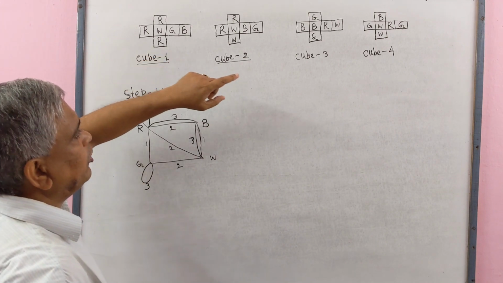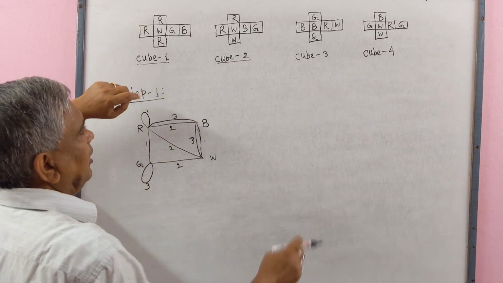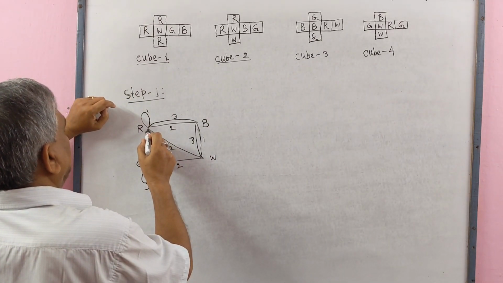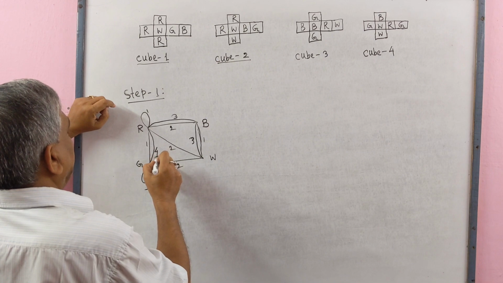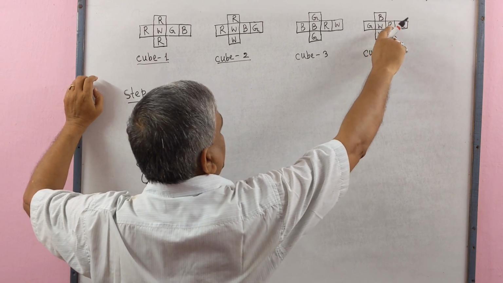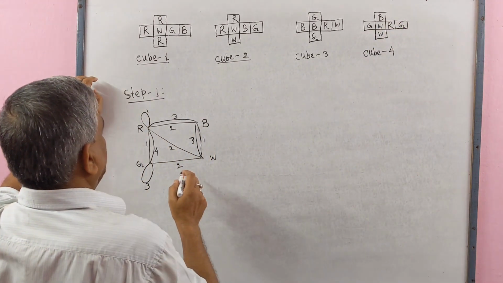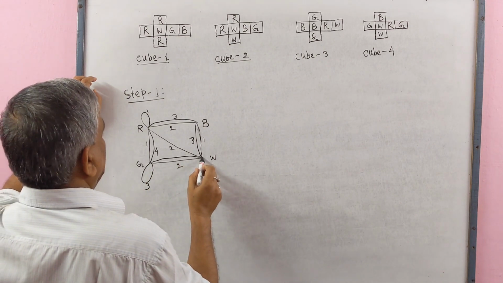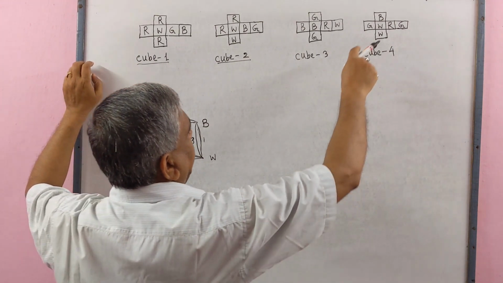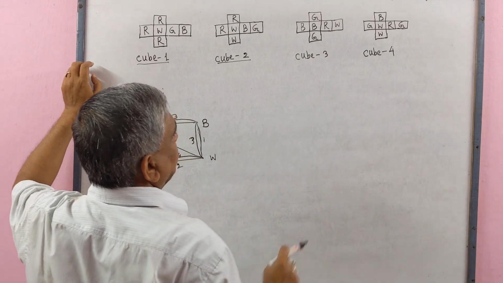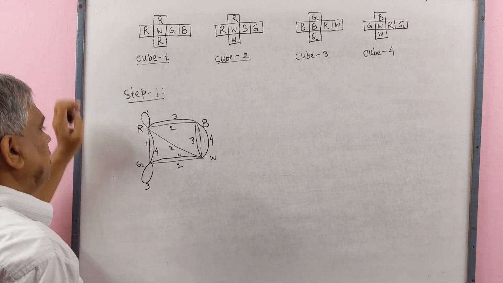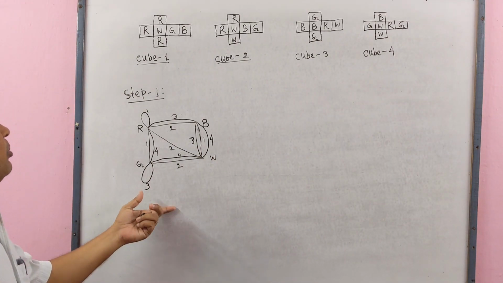Now we draw the edges for cube 4. Left is G and right is R, so we draw GR. This is 4. And this is front and this is back, WG. This is 4. And top is B and bottom is W, BW. This is 4. Now our graph is complete for 4 cubes.